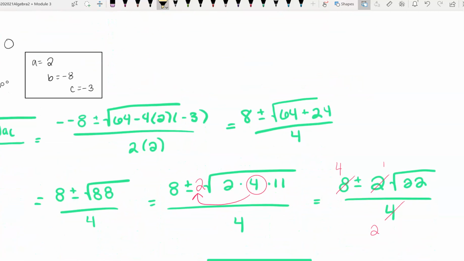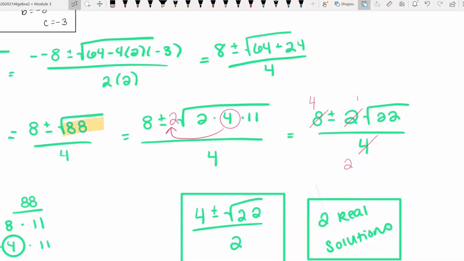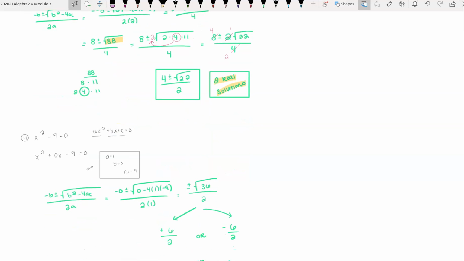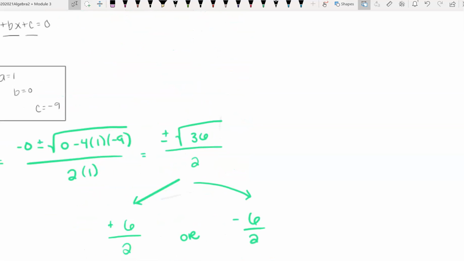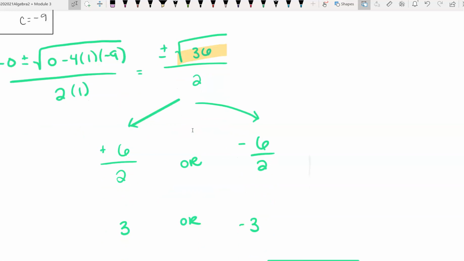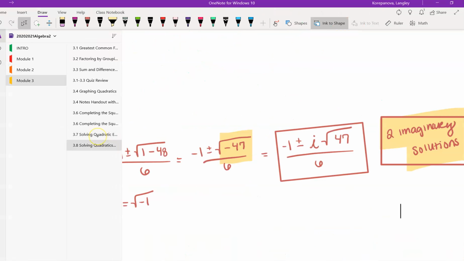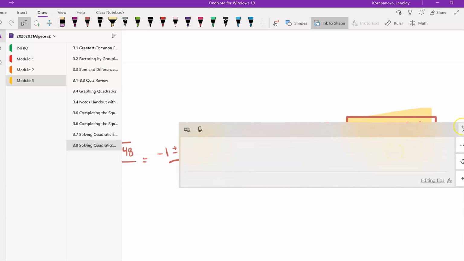Let's do another one. I had a positive under the radical, and I had 2 real solutions. Okay, catching on. Here, another one, again a positive under the radical and 2 real solutions. So what I'm seeing is if I have a positive under the radical, I have 2 real solutions. Going back, if I have a negative under the radical, I have 2 imaginary solutions.